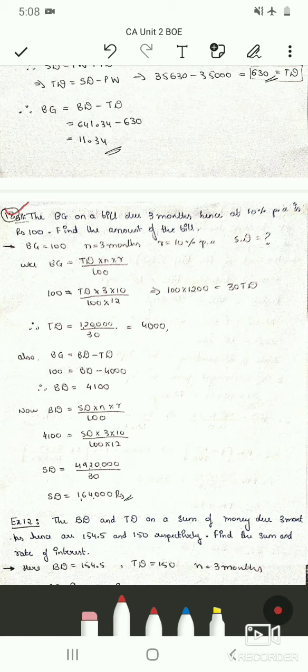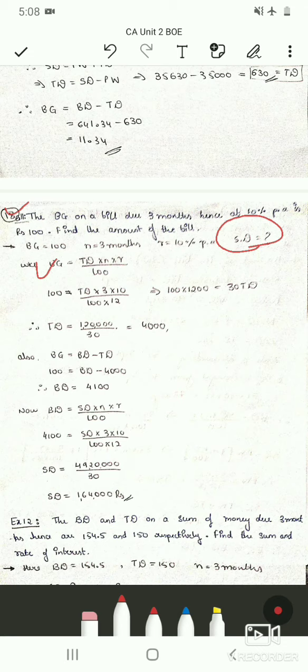So a simple problem. Here they have asked to find out the sum due and they have given banker's gain to be 100 rupees, n is 3 months, and the rate of interest is 10% per annum. So we know the formula for banker's gain. It is the simple interest on true discount. So first we will find out true discount. So basically what we want is the sum due.